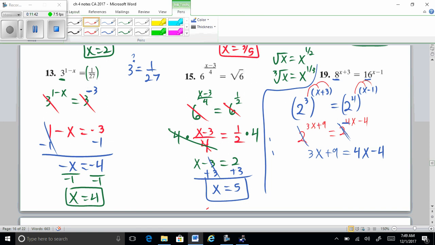So we've got our equation here, and so let's see. We'll go ahead and subtract 3x here, subtract 3x. So we get 9 equals x minus 4. And then we're going to go ahead and add 4. Add 4, that cancels out. So we're going to get 13 equals x. All right, that's it. So that's page 1 of 4.4.